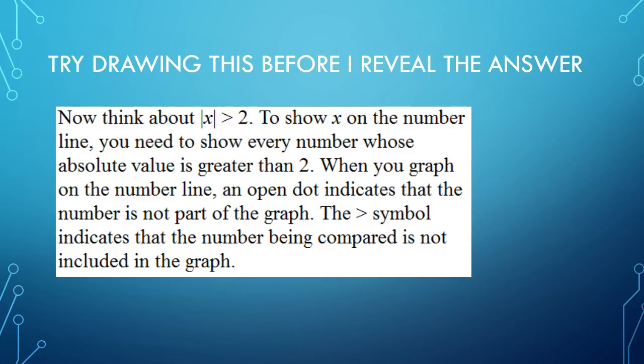Now, I want you to think about this, and I want you to try this out before I reveal the answer. If I were to do the absolute value of x greater than 2, to show x on the number line, you need to show every number whose absolute value is greater than 2. When you graph that on the number line, an open dot indicates that it's not part of the solution. But if it was a closed dot, then it would be saying, hey, closed dot is including this spot. The symbol greater than indicates the number being compared is not included on the graph.